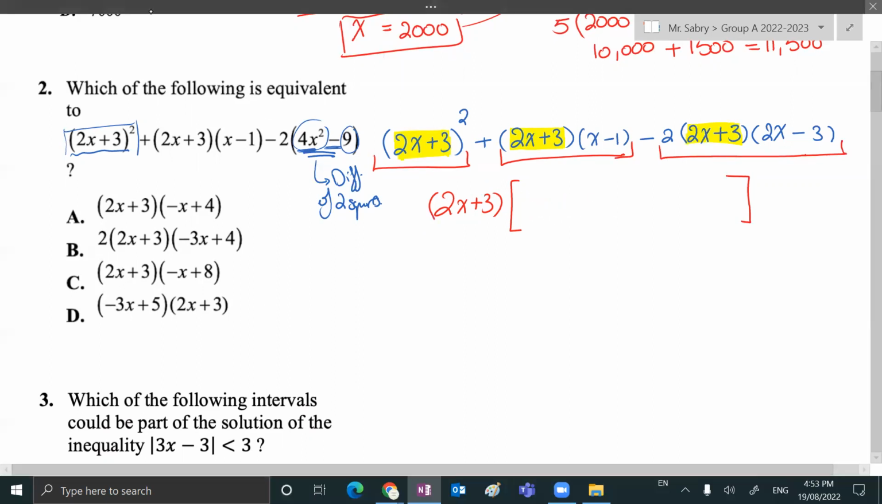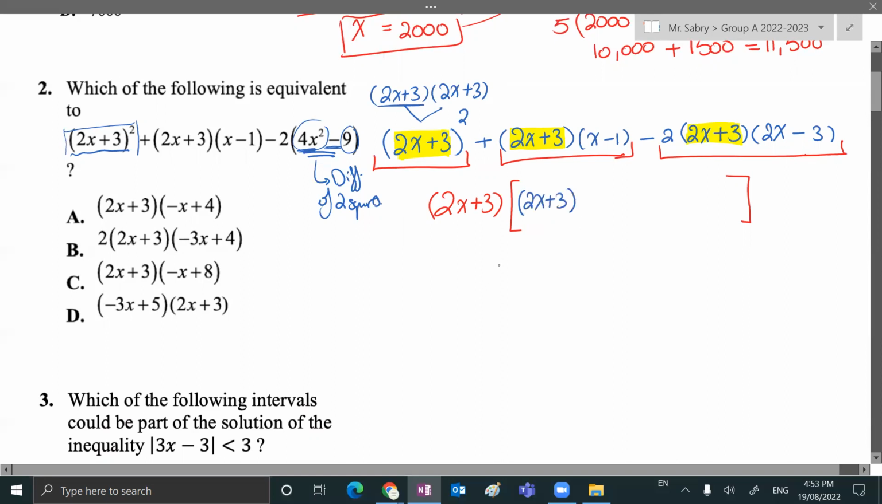Let me change the color. What do I mean by that? 2x plus 3 all to the power of 2 is the same as writing the bracket itself of 2x plus 3 twice. So imagine you've taken one of them as a common factor outside. Then remaining, you'll have another 2x plus 3 here. Plus, since you took this 2x plus 3 out, the remaining there will be the x minus 1. Minus, since I took the 2x plus 3, the remaining will be the 2, and then the bracket 2x minus 3.